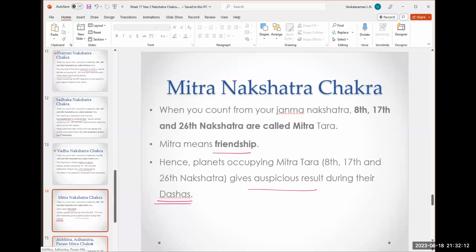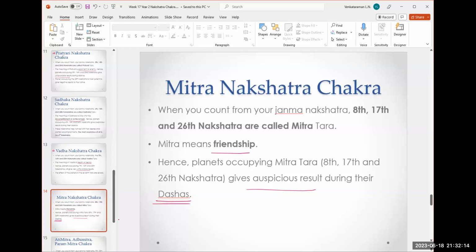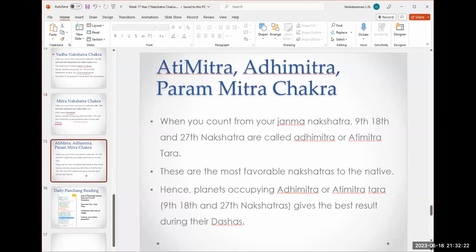Then that is especially if you have some planets occupying this nakshatra, that one regarding dashas. Okay. Then the last one is Adimitra. This is the most favorable. So you can get the best result. You can expect it during the dasha, or in general, if that day you are having this, then you can expect something good.